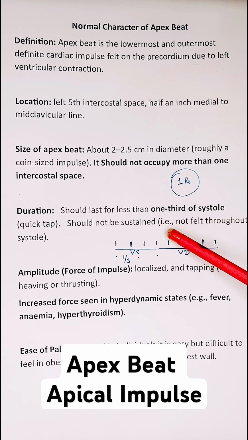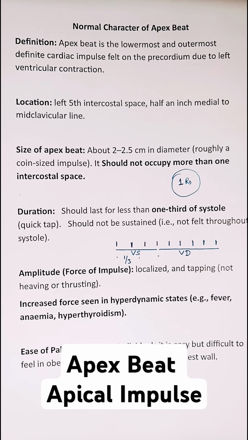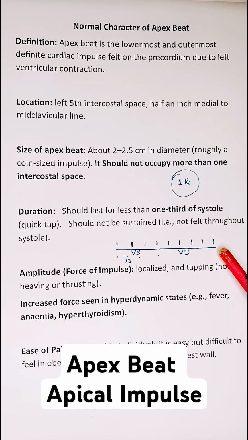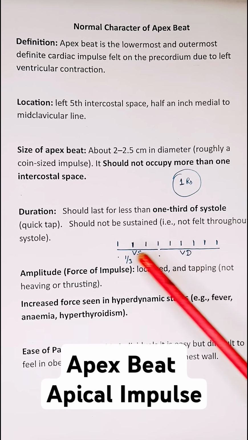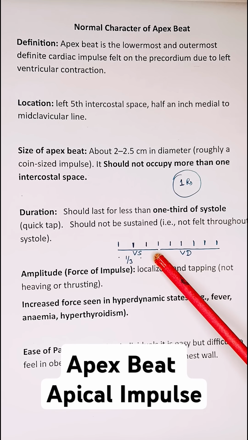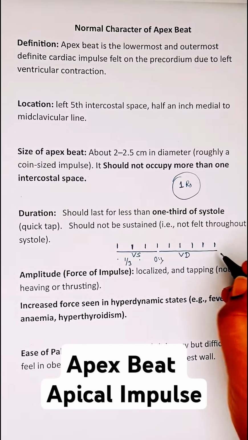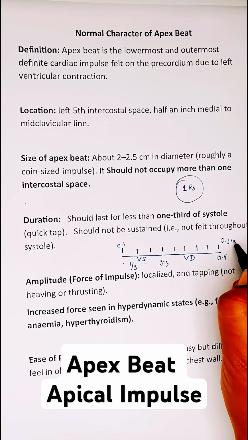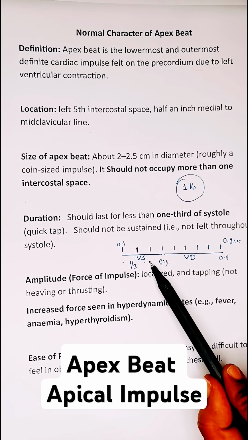So now coming to the duration of apex beat, it usually lasts for less than 1/3 of a systole, meaning, now just observe here, this is a cardiac cycle which I've drawn here. The cardiac cycle is divided into ventricular systole and ventricular diastole. Ventricular systole lasts for about 0.3 seconds, and ventricular diastole will last for about 0.5 seconds. So in total, it is about 0.8 seconds, right? So the duration of ventricular systole is 0.3 seconds.